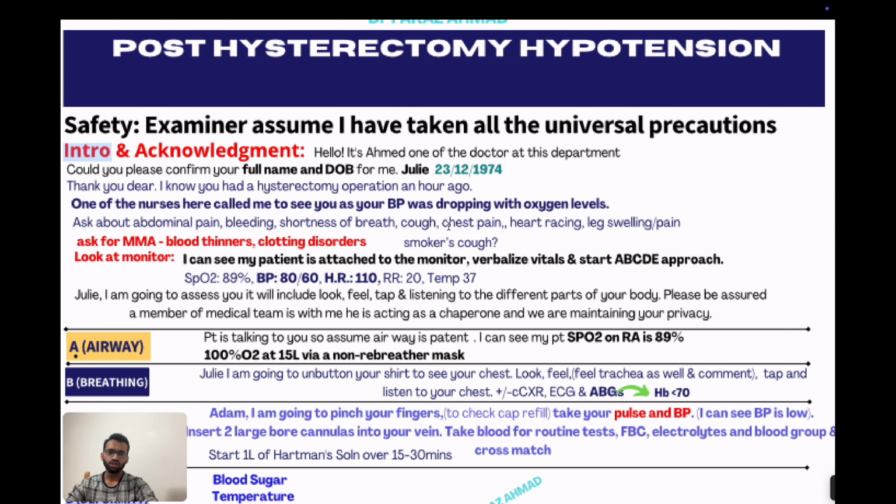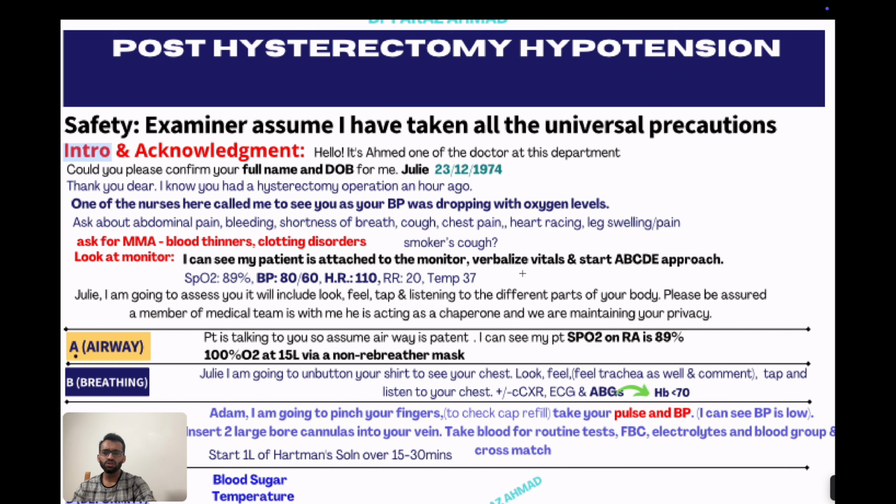Then you will ask about cough, chest pain, any heart racing, leg swelling or pain, and smoking. After that, you will quickly ask, because the patient's blood pressure is dropping and she had a surgery, about past medical conditions, medications and allergies, which are very important, but don't forget to ask about any blood thinners or clotting disorders. Then you will see that my patient is attached to the monitor, and I can see the oxygen saturation is low, blood pressure is low, heart rate is 110, and temperature is fine.